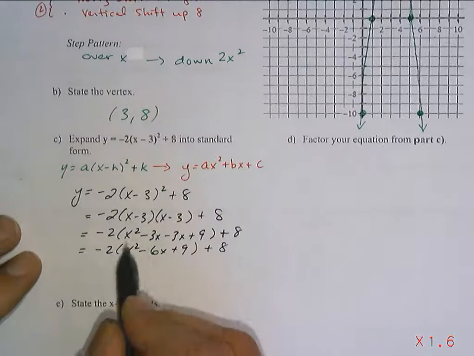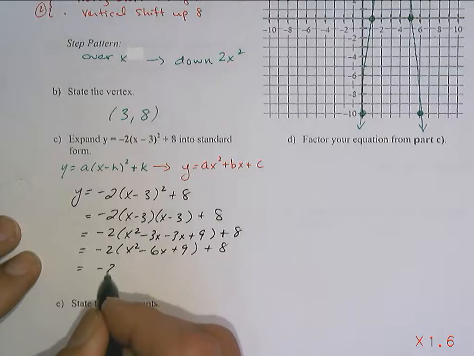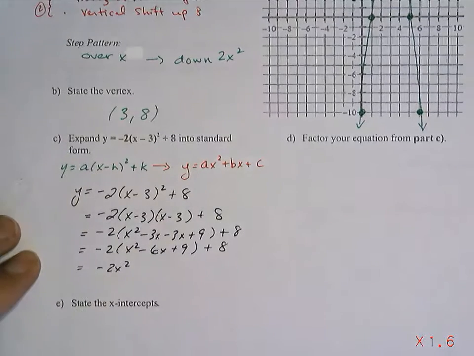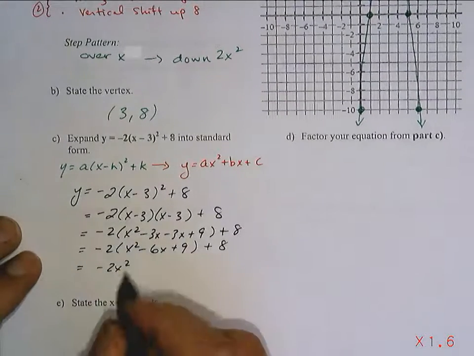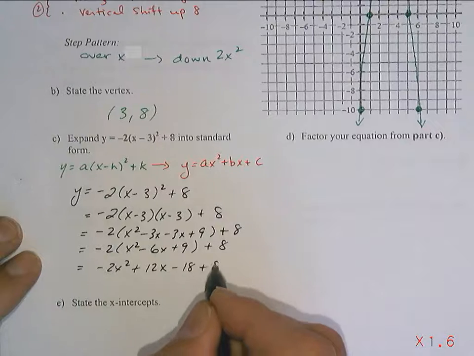I'm going to take the negative 2 into all three of these, but it does not go to the 8. That's not inside the brackets. So it's negative 2x squared. Negative times negative is a positive. So it's going to be positive 12x, negative 18 plus 8.